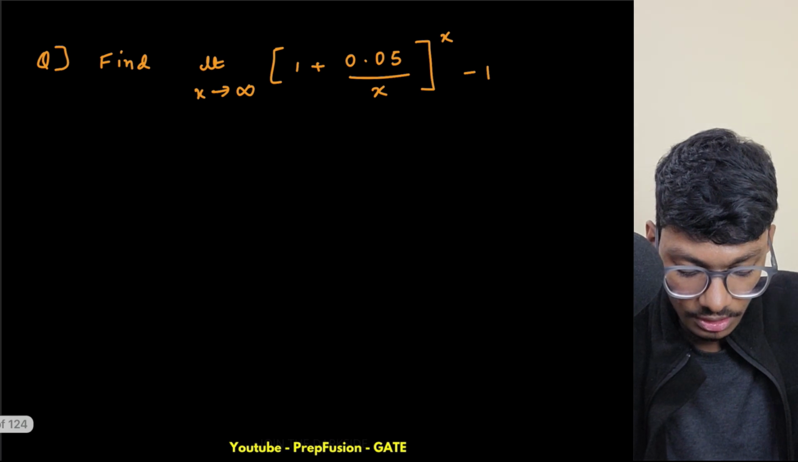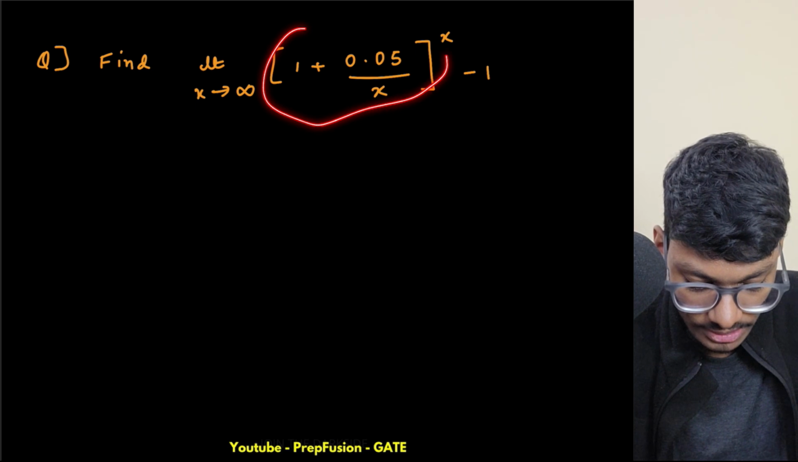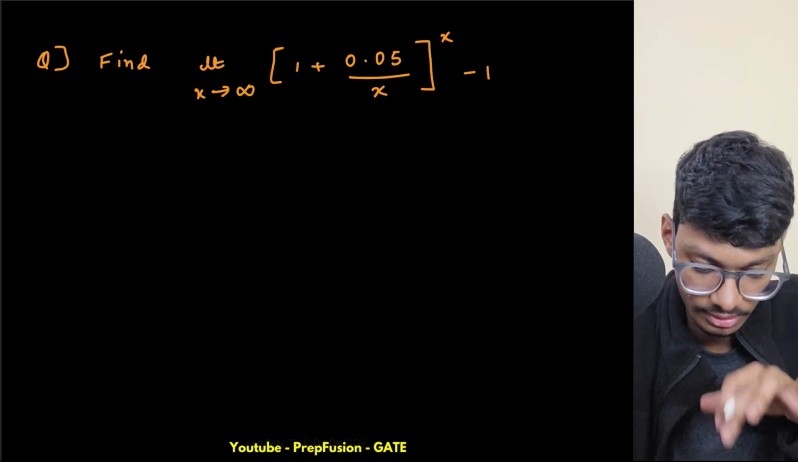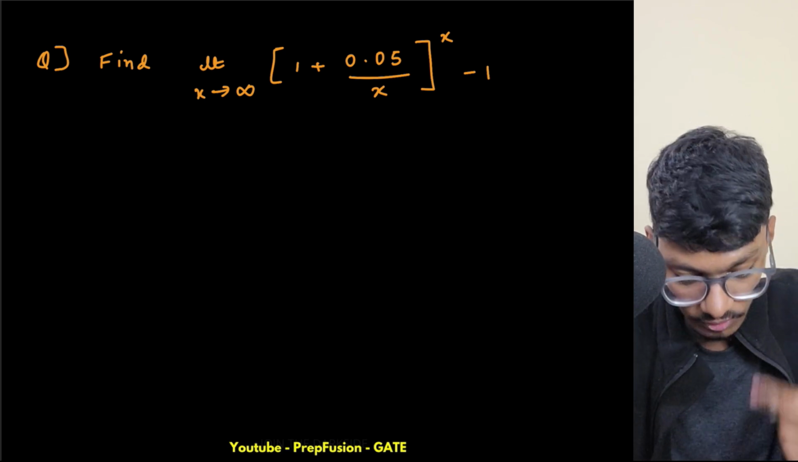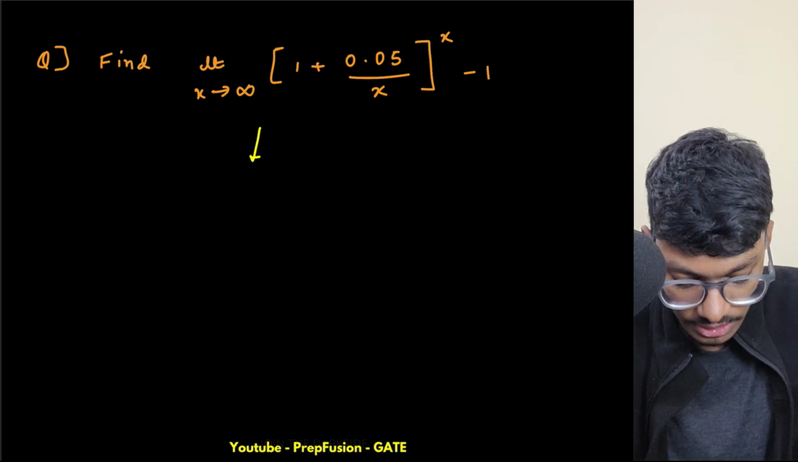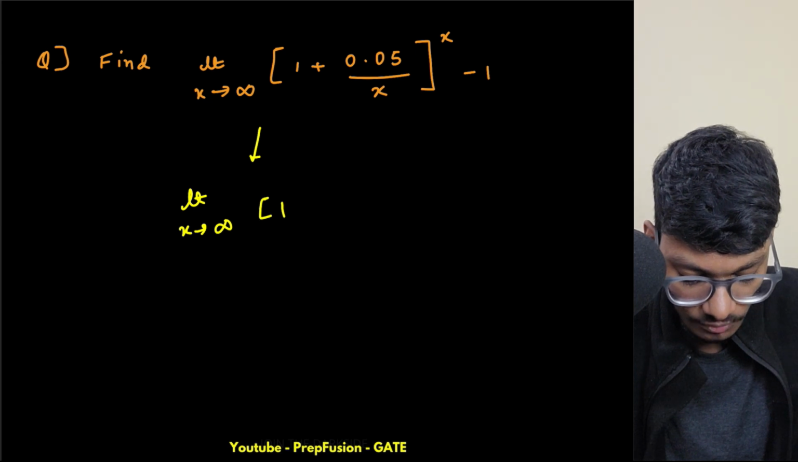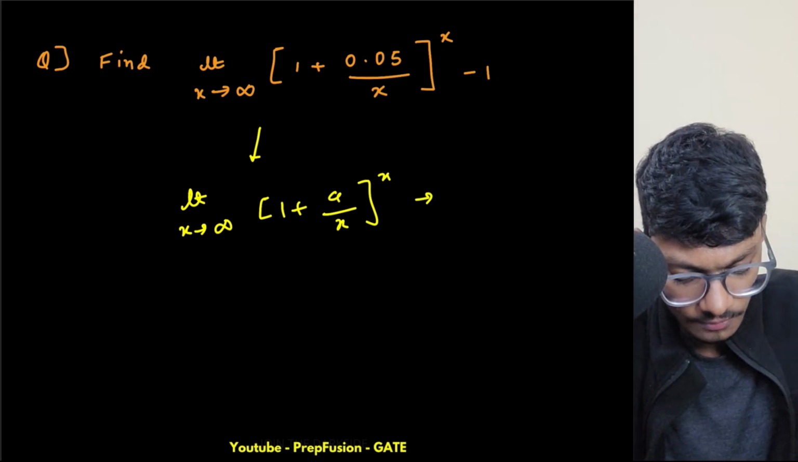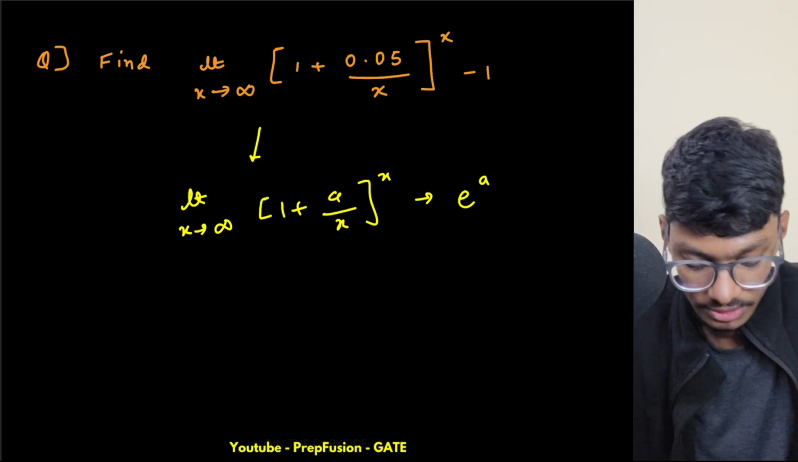Now next we have a question from limits. This is like a standard form. If you remember this, well and good. If you don't remember this, we can derive it. I will recommend to derive, because I myself also tend to forget this one. So what is the standard form of this? Standard form is limit x tends to infinity (1 plus a by x)^x, which is equal to e raised to power a. So this is my answer for this limit.